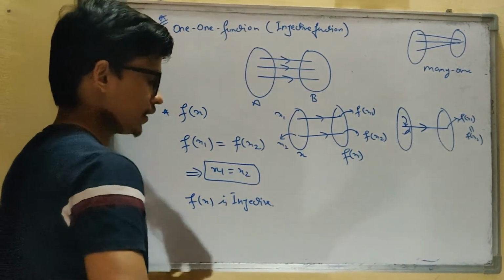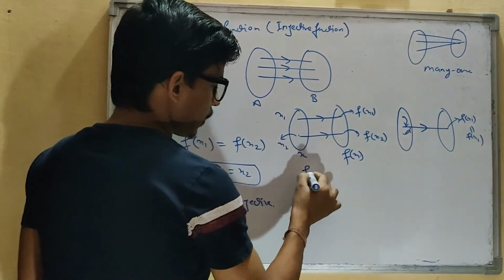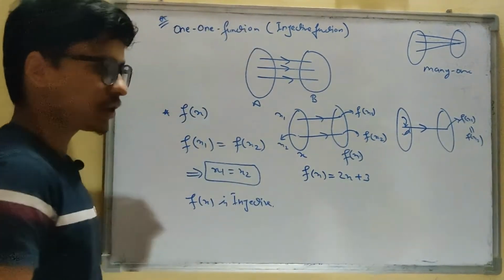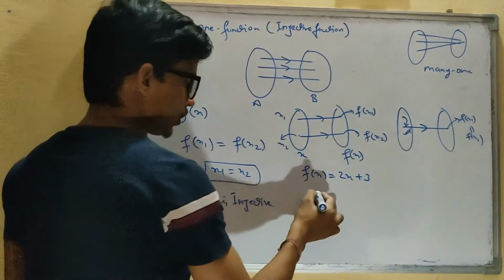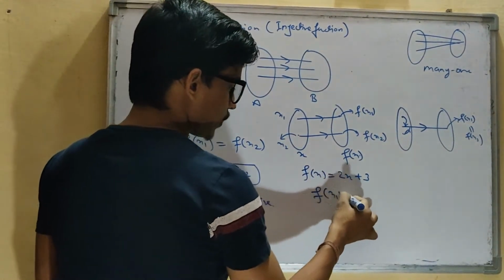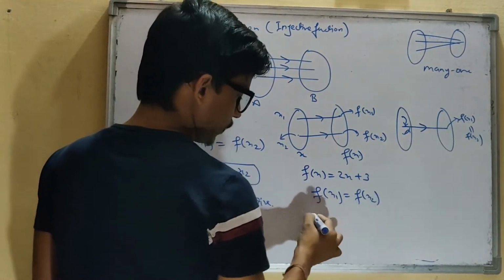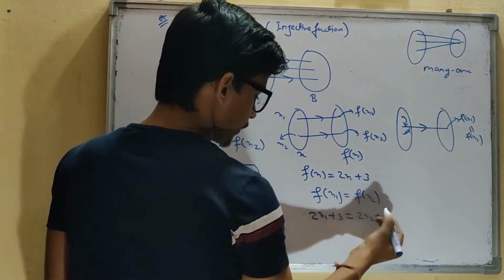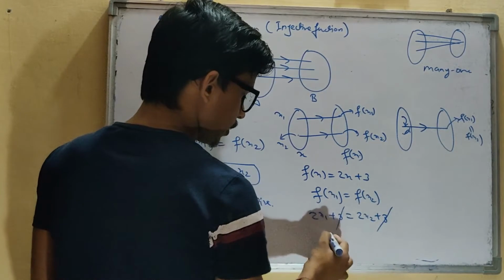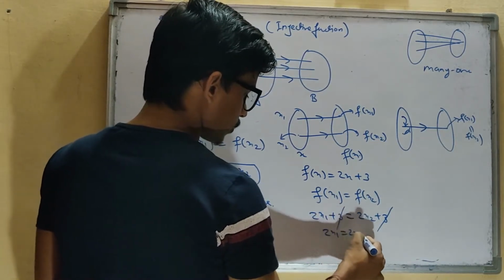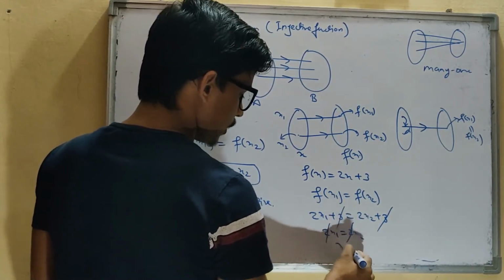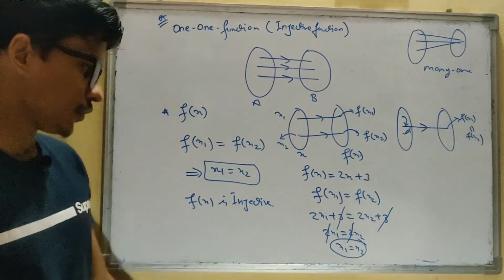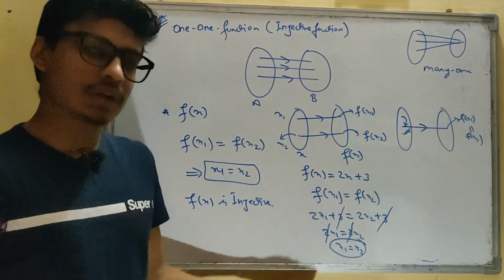For example, let's say a function f(x) is 2x plus 3, and we want to check whether it is one-one or not. Put f(x1) equals f(x2) and solve it. 2x1 plus 3 equals 2x2 plus 3. The 3 will cancel out with 3, so 2x1 equals 2x2. The 2 will cancel out, so x1 equals x2. So this implies this, and that is why it is one-one.